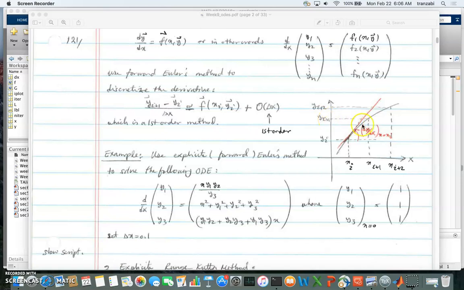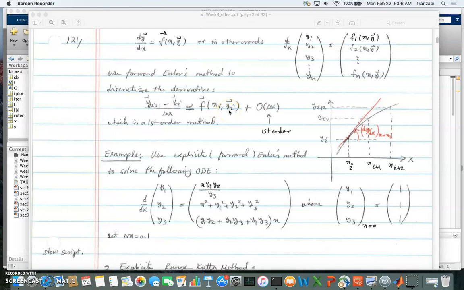Okay, so if that's the case, the difference between the two y values, which means this height, divided by the difference of the x values, which is this base, gives you the slope of this secant line. And I would say this is approximately equal to the derivative, because that's pretty much the slope of the tangent at xi. So right here we say yi plus 1 minus yi divided by delta x is equal to the function evaluated at xi, yi.